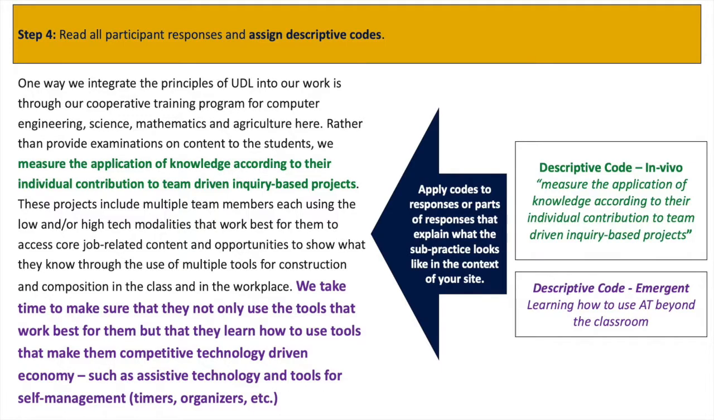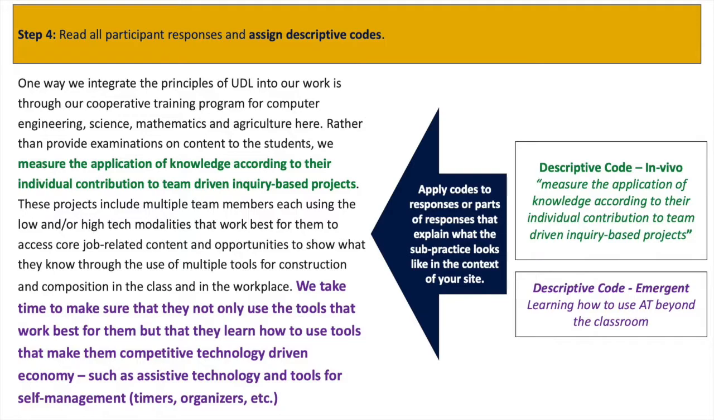So in our example here, I have two descriptive codes. I have one that's In-Vivo and then one that's my own interpretation. That's another Emergent code where I've assigned my own words or explanation to what people are talking about in order to summarize it.